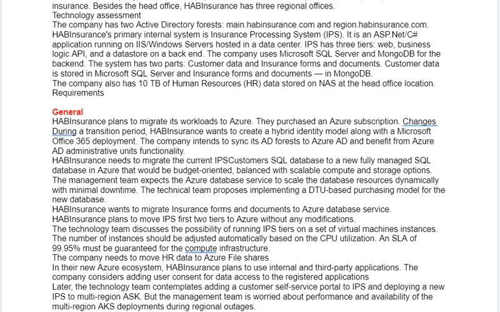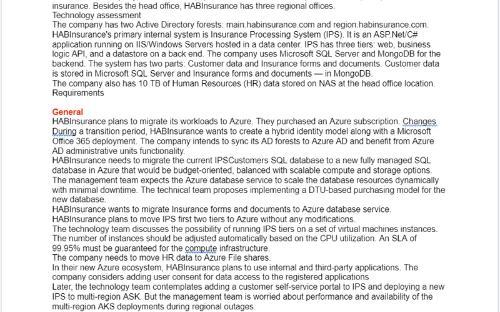Requirements. General. HAB Insurance plans to migrate its workloads to Azure. They purchased an Azure subscription. Changes during a transition period. HAB Insurance wants to create a hybrid identity model along with a Microsoft Office 365 deployment. The company intends to sync its AD forest to Azure AD and benefit from Azure AD administrative units functionality.